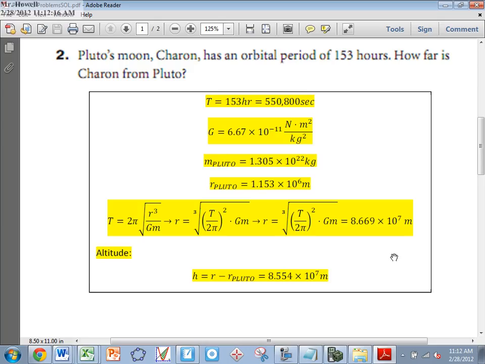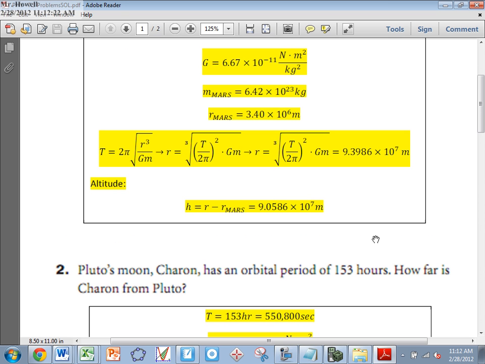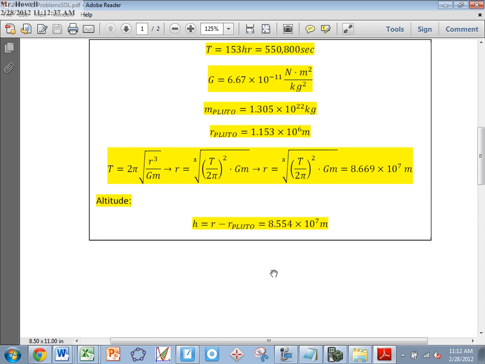So G is a given. This is the exact same thing as the first problem. Literally, this says, how far is the moon from Pluto? So we're looking for that altitude or the height. So we find the actual distance r, which is the distance from center to center, and then we drop off the radius to get the height that's missing. That's this part here. Same thing here. It's the exact same problem, except the numbers just change.